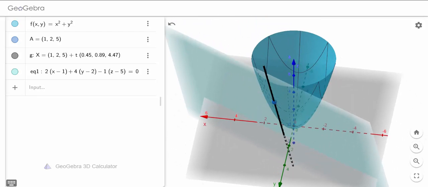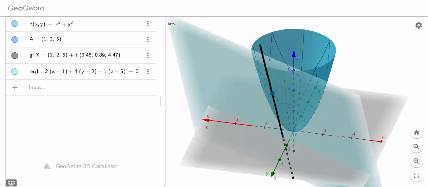Now, what we're going to do in the next video is figure out how we get that tangent plane. Because I put it there, but I really didn't show you how to do it. So that's what's coming up next.